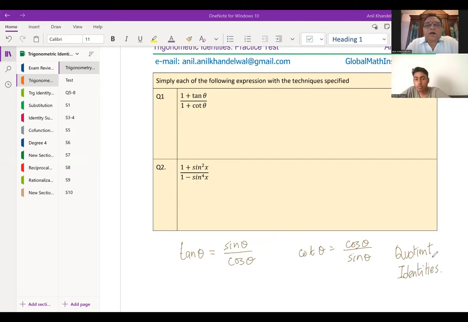Now, whenever you have some expressions, it is a good practice to write all the terms in sine and cosine to begin with. In that case, it becomes easier for us to work with. Is it okay? So let's rewrite the expression. 1 plus tan theta can be written as 1 plus sine theta over cos theta. And 1 plus cot theta can be written as 1 plus cos theta over sine theta.